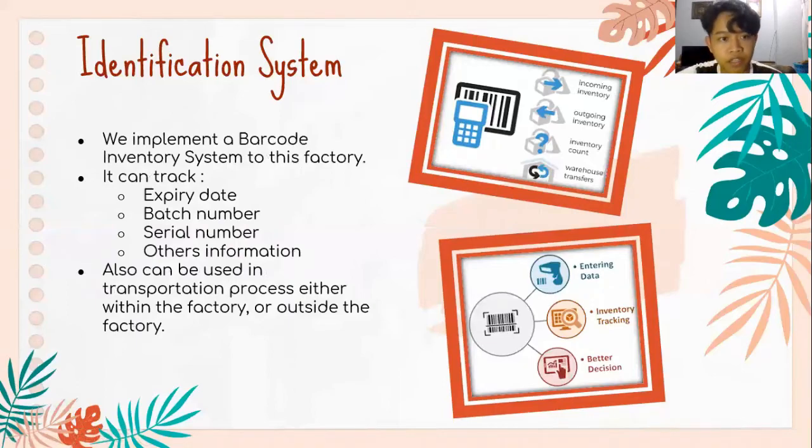In our project, we implement a barcode inventory system in this factory, so it can track expiry date, batch number, serial number, or other information that we implement into the barcode. Also, it can be used in the transportation process, either within the factory or outside the factory.